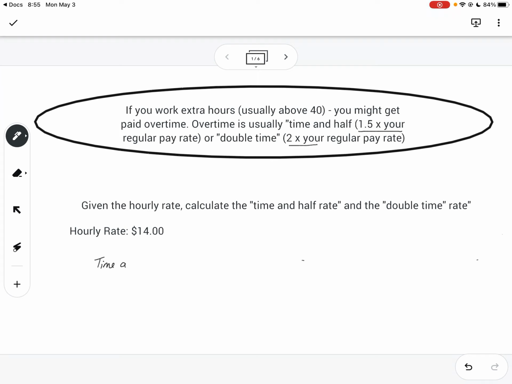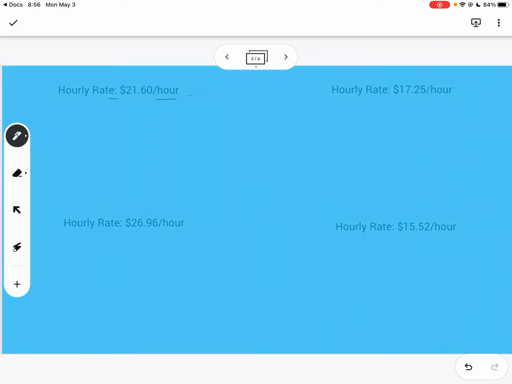So for time and a half, we're going to take our regular rate and multiply by 1.5, which is going to give us $21 per hour. For double time, we're just going to take our hourly rate and we're going to multiply by 2. So that would give us $28 per hour. So let's do a couple more examples here.